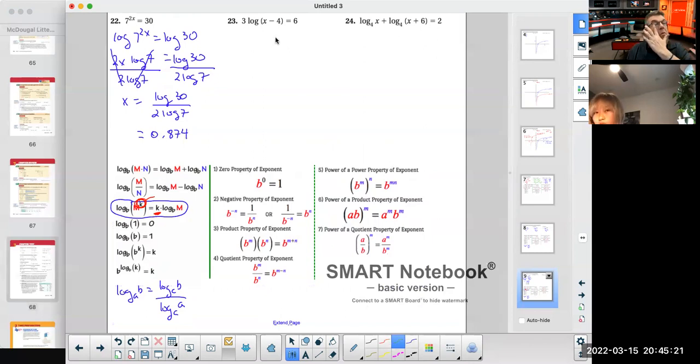Okay. You ready for the next one? Mhm. So this is a coefficient here, right? And the x is in here. So I'm going to get rid of that coefficient by dividing both sides by 3. And that would give me log of x minus 4 is equal to 2, correct? Mhm.